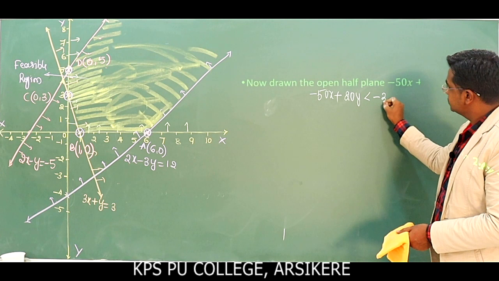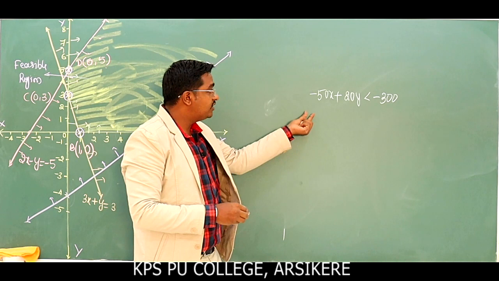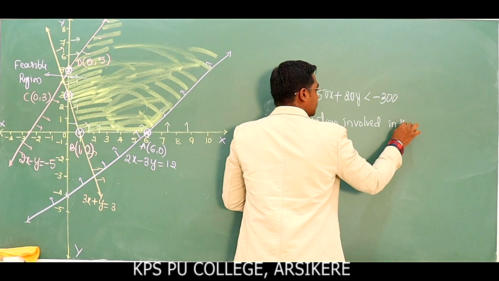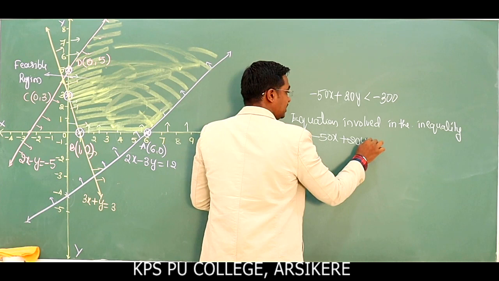Okay, so now solve this inequality, same method. Take the equation involved in the inequality. Here we get minus 50x plus 20y is equal to minus 300. Clear?